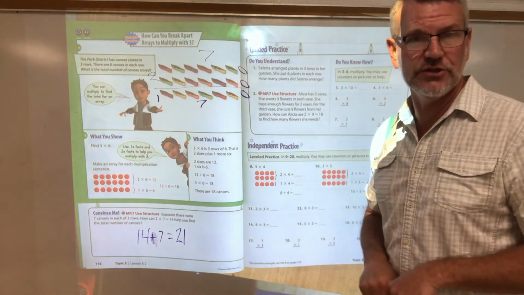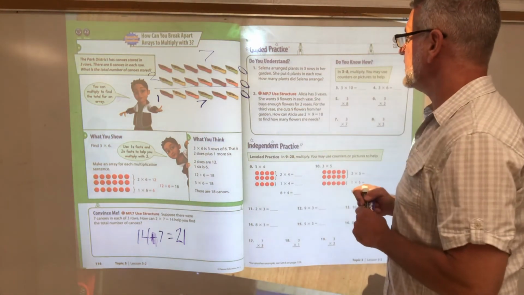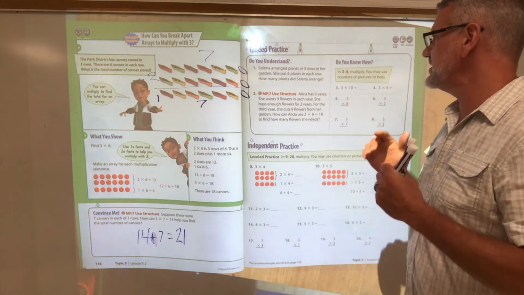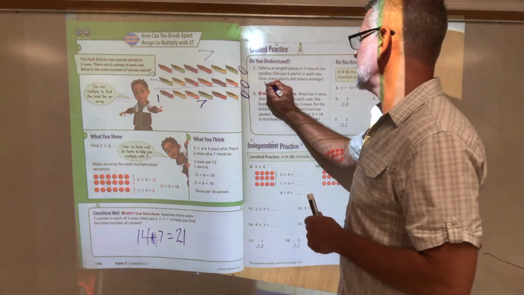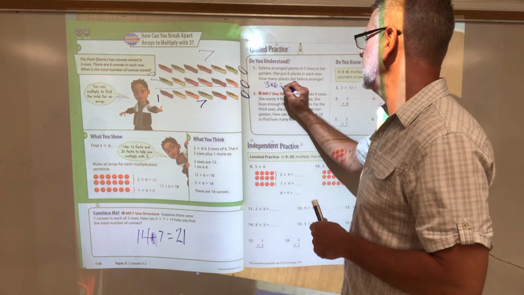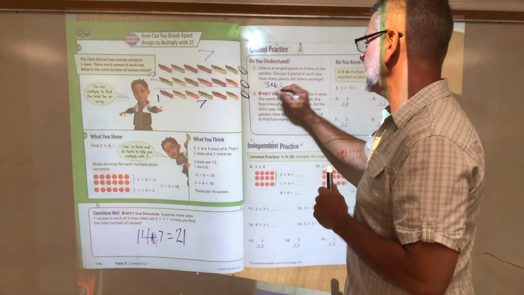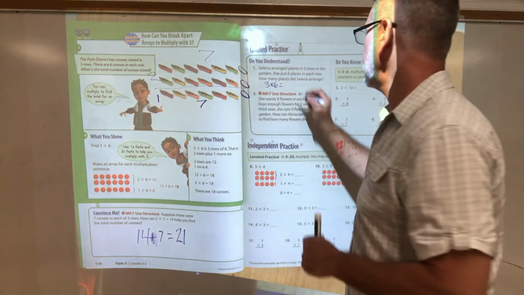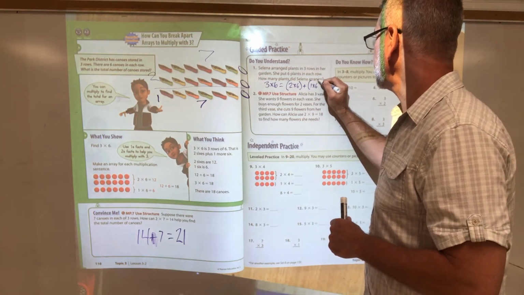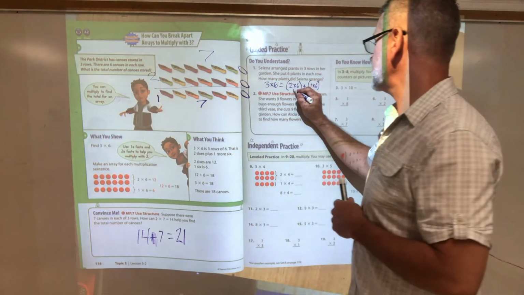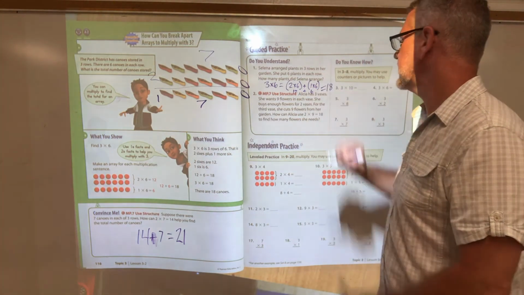Let's look at the guided practice. Do you understand? Selena arranged plants in 3 rows in her garden. She put 6 plants in each row. How many plants did she arrange? So she has 3 rows or 3 groups of 6. I'm going to break it apart just to think about it. I'm going to take this 3 and break it into a 2 and a 1. So it would be 2 groups of 6 plus that one more group of 6. 2 groups of 6 is 12, plus one more group of 6 is 6. So all together it equals 18.